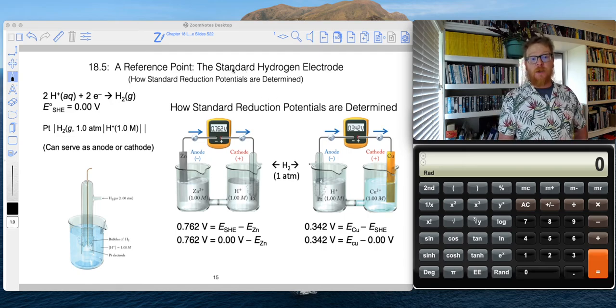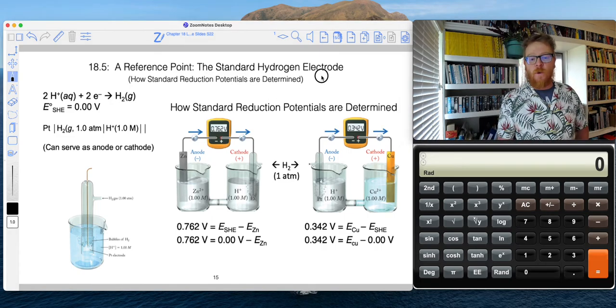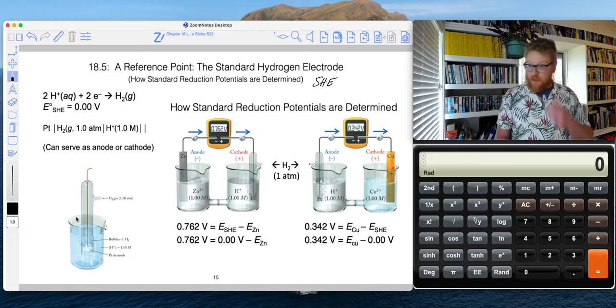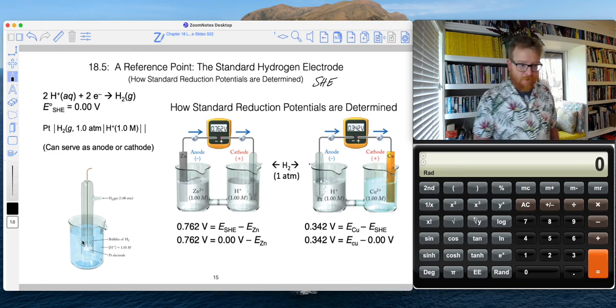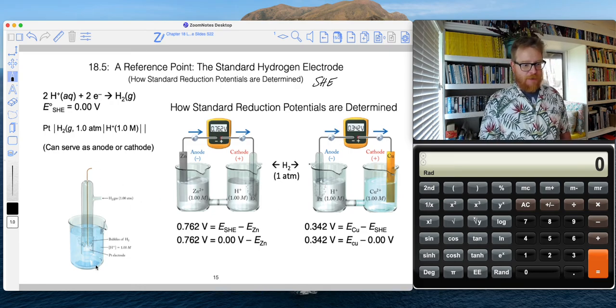Well, it's done by using what's called the Standard Hydrogen Electrode, or the SHE, okay? And that electrode is constructed in the following way. There is a platinum electrode, so a platinum wire, very expensive, and it is put into a solution that contains 1 molar H+, which is standard concentration, as well as 1 atmosphere of H2 gas, or standard pressure. When we're forcing in 1 atmosphere of gas to bubble in this solution, you can see the bubbles forming there.